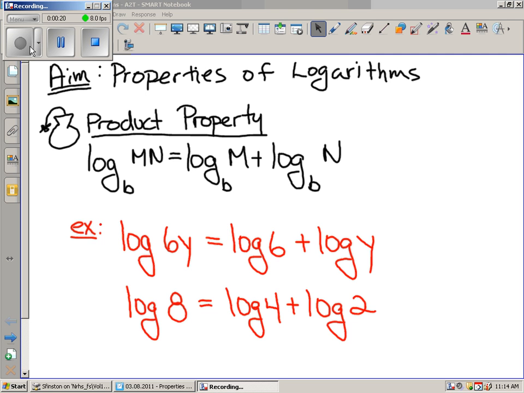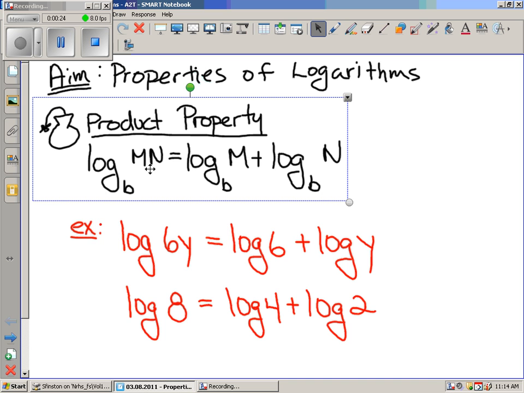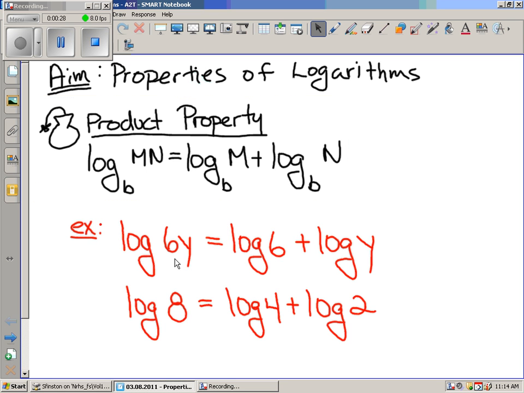Good. Its name comes from the fact that if you see something in this spot right here, it can be broken up into the 2 things that multiply to be it. In this case, it's 6y, that's 6 times y. So log 6y is the same thing as log 6 plus log y. All we're learning is rules for this logarithm language that I'm trying to show you.